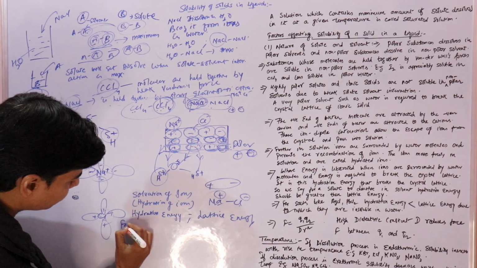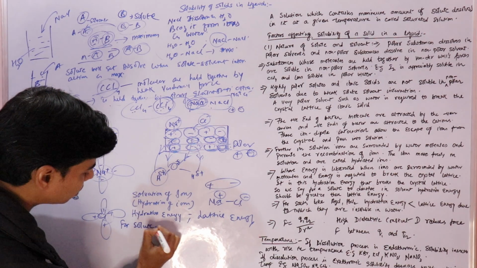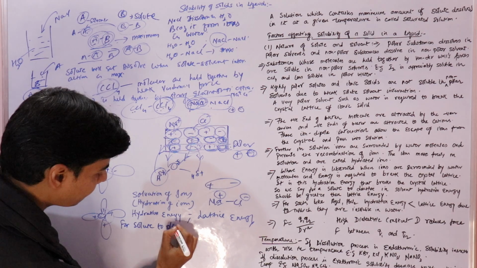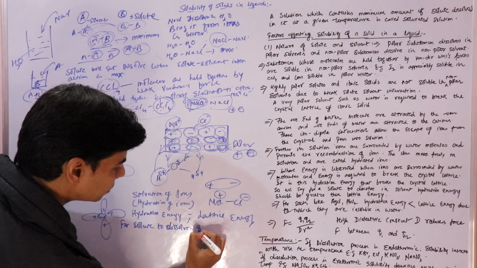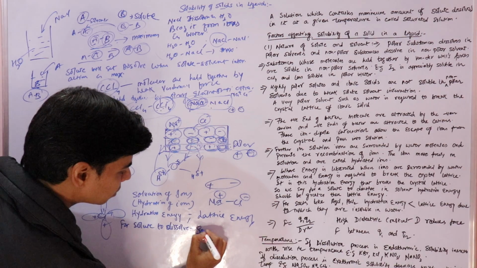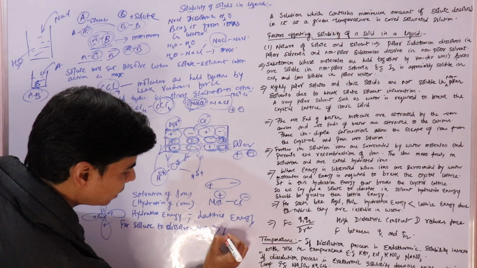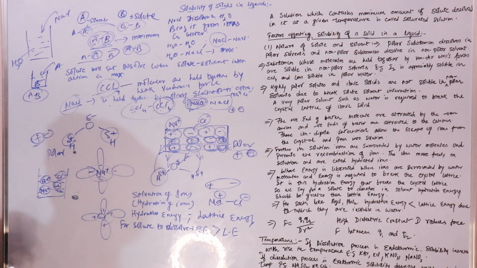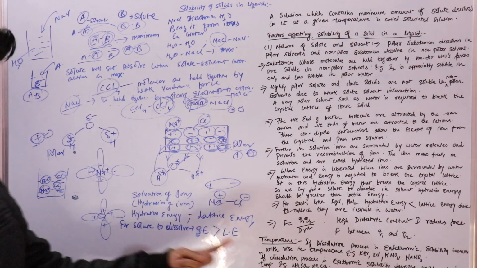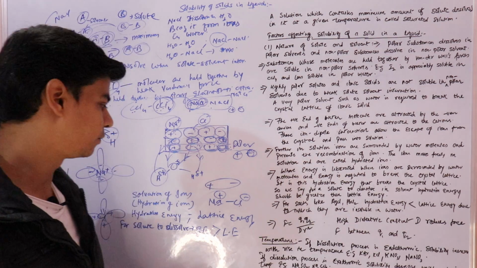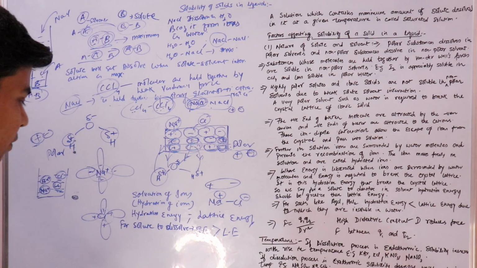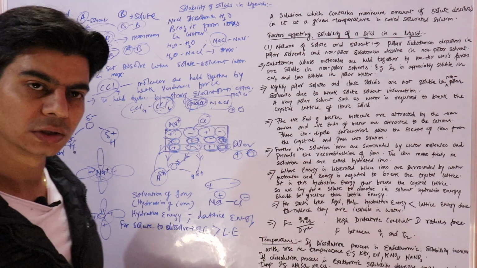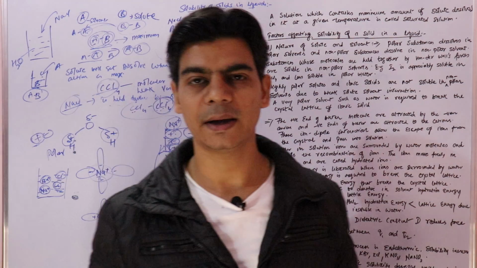So for a solute to dissolve, we say that solvation energy should be greater than the lattice energy. Then only the solute will dissolve in solvent, otherwise it will not dissolve. Suppose lattice energy is greater than solvation energy, it will not dissolve. And common examples of such salts are silver chloride and lead chloride.